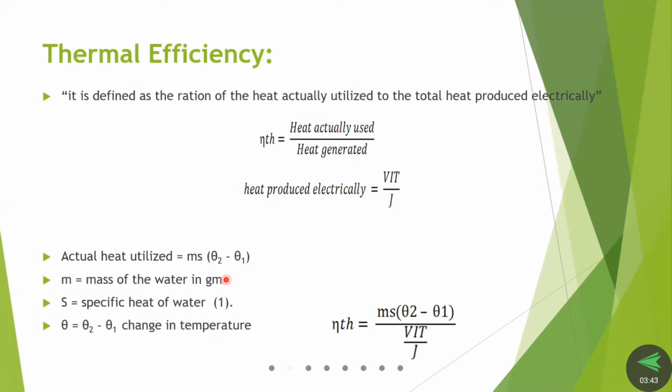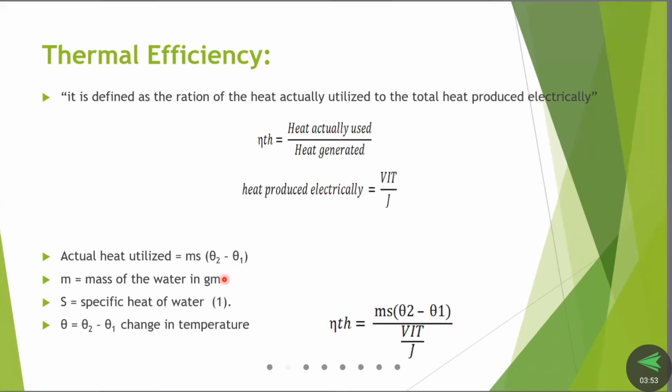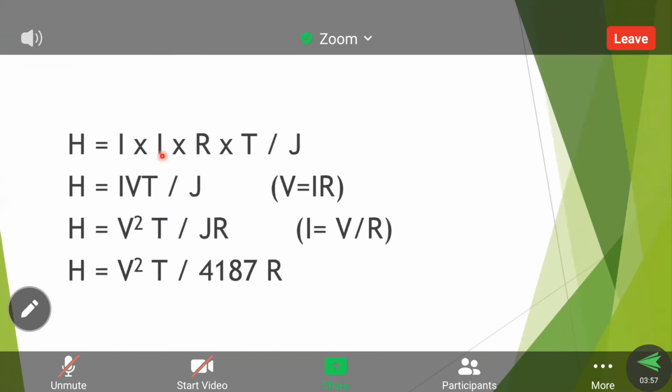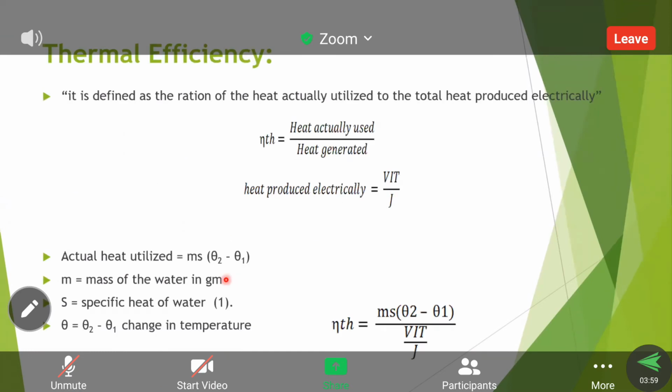Next we discuss thermal efficiency. It is a ratio of heat utilized and heat generated, so output by input. Here we calculate the output and the input also. To calculate the input heat value, the formula is V I T by J.